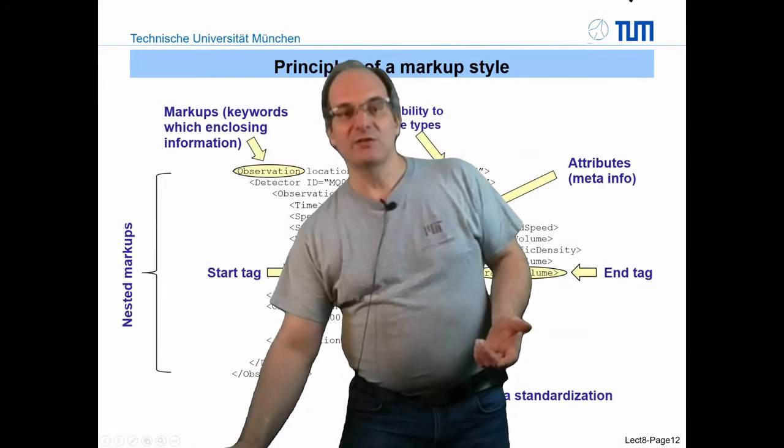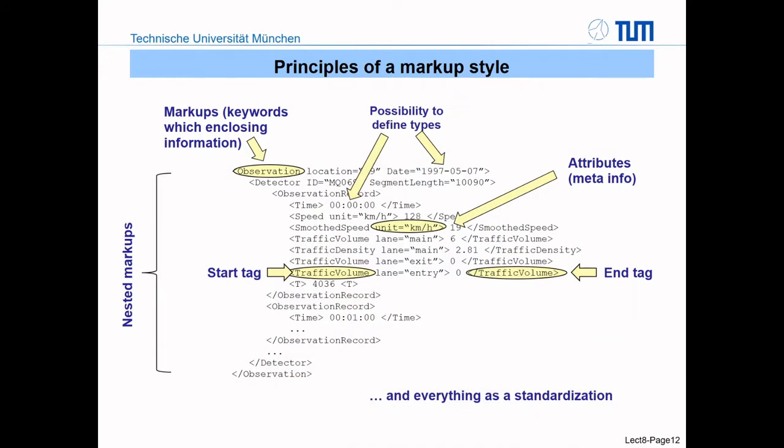So if you look into this, what is a markup language? What is the markup style? What is the principle behind it? You have markups. Markups are these tags. You can individually name them. So you have keywords which enclose information. You have a starting tag, you have an end tag. So these two tags surround the information. Then you have the possibility to add special types if you are able to describe how this type should look or how the structure should look. You have additional types which you can add.